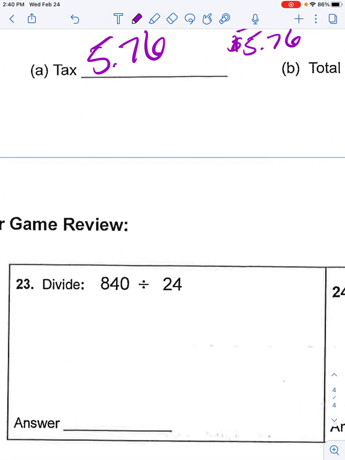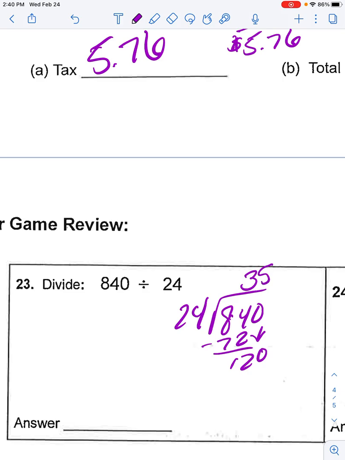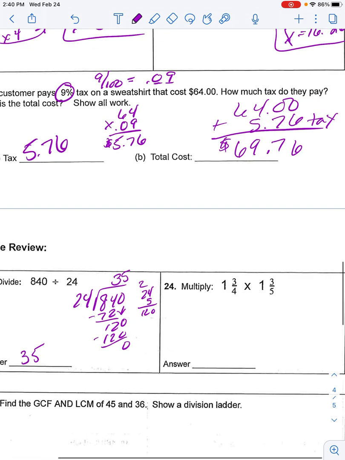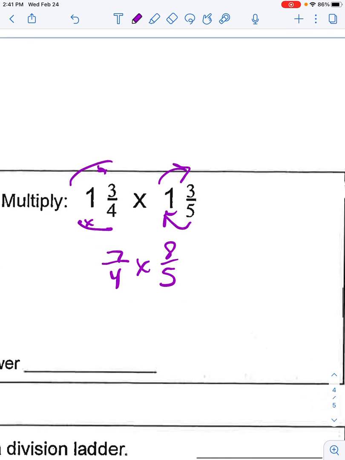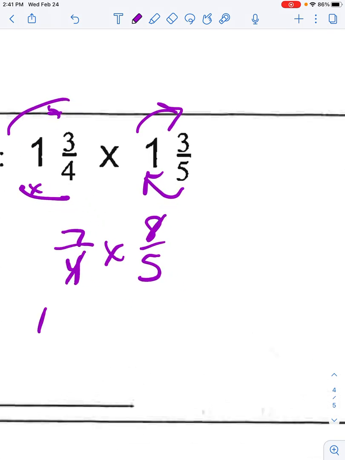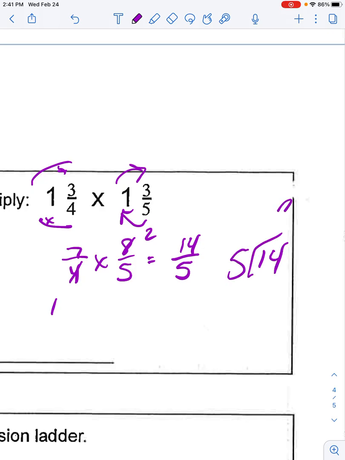And fair game review. When we divide, first number always goes on the inside. So we have 35 is what you should have got. Multiplying mixed numbers, you can't do that. You have to change them into improper fractions. So 4 times 1 is 4, plus that 3 is 7/4. 5 times 1 is 5, plus that 3 is 8/5. 7/4 times 8/5. We can cross cancel. 4 goes into 4 once. 4 goes into 8 twice. That is 14/5. You may not leave it like that. 5 goes in twice with 4 left over. So we have 2 4/5.